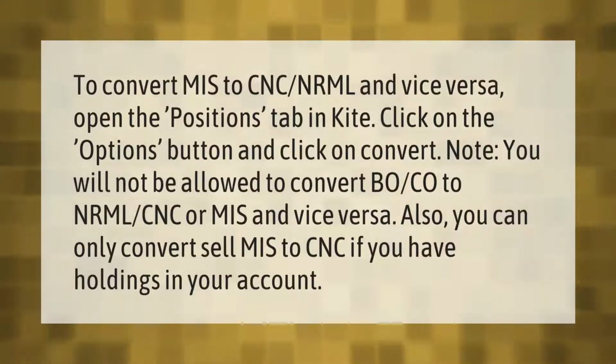To convert MIS to CNC, NRML and vice versa, open the Positions tab in Kite. Click on the Options button and click on Convert. Note, you will not be allowed to convert BO, CO to NRML, CNC or MIS and vice versa. Also, you can only convert sell MIS to CNC if you have holdings in your account.